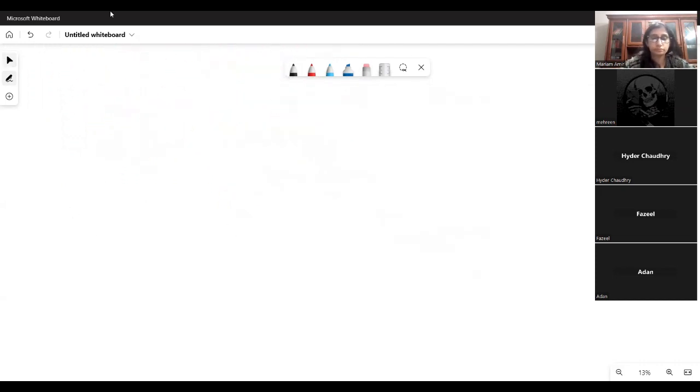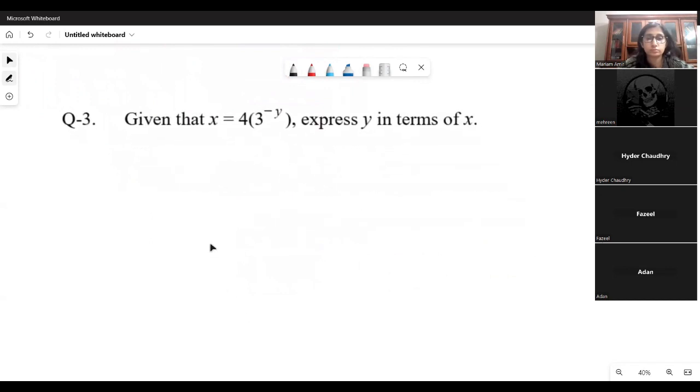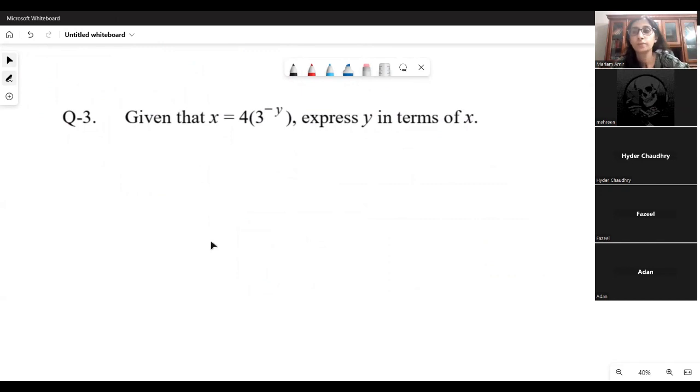Question 3. Given that x equals 4 3 power minus y, express y in terms of x. Okay. Y को हमने subject बनाना है. What should be the first step? Divide x by 4. Divide x by 4, that would work.